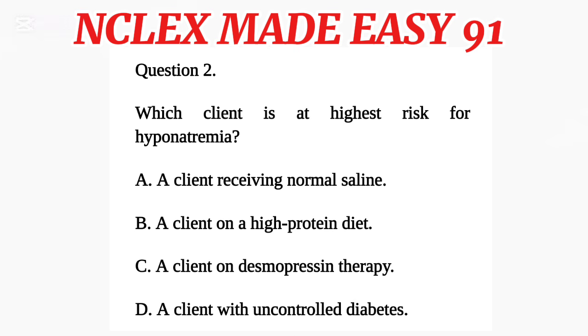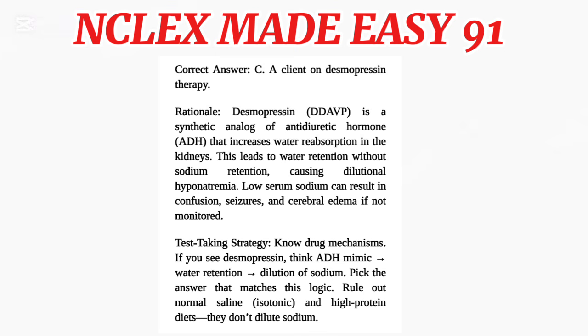Question 2. Which client is at highest risk for hyponatremia? A. A client receiving normal saline. B. A client on a high-protein diet. C. A client on desmopressin therapy. D. A client with uncontrolled diabetes. Correct answer: C. A client on desmopressin therapy.